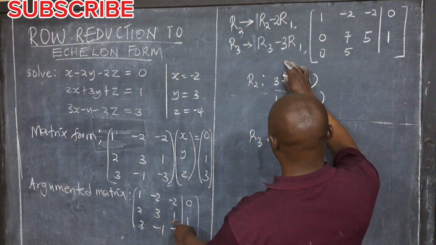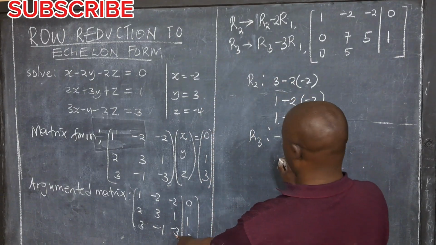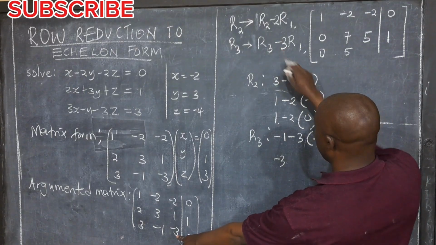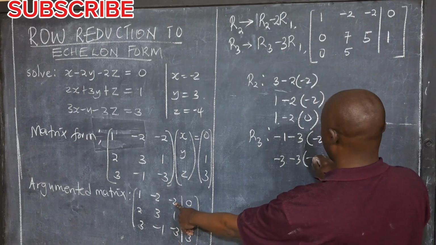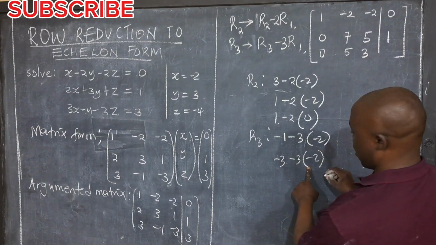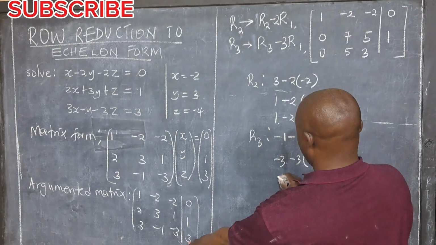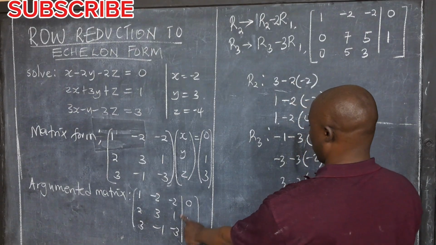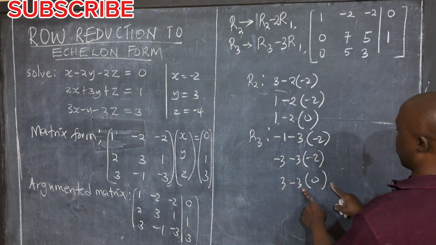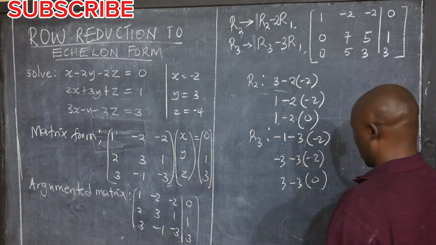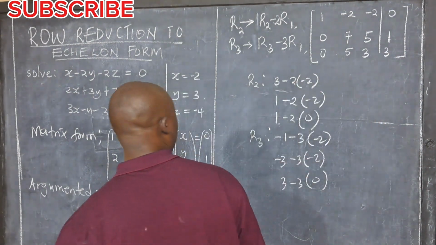So again, we are looking at row 3 again, this position here, -3. Now row 3 minus this, minus 3 into row 1, this is that. So this is -3 plus 6 gives us 3. So let's now look at the last element. This is 3. This is row 3 minus 3 into row 1, which is 3 into this, which is 3 minus 3 into 0, which is 3. So we have operated on that.